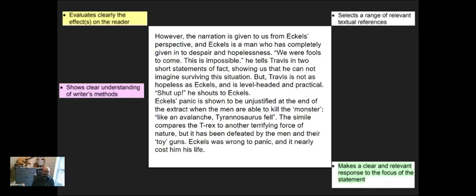But also, I really wanted to make sure that I achieved each of these four criteria. So I made sure that when I was referencing the text, which I did with quotes quite regularly, that I was writing about the methods that the writer has used and showing my understanding of those methods. And I kept it focused on the statement. And I talked about the effects on the reader as well.